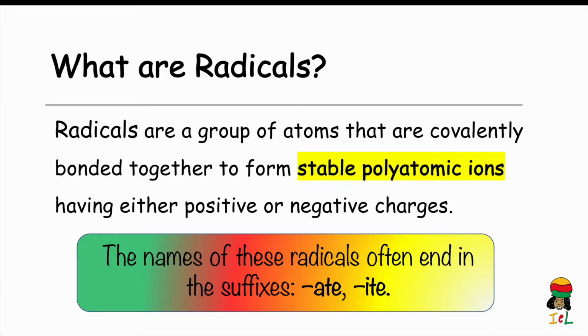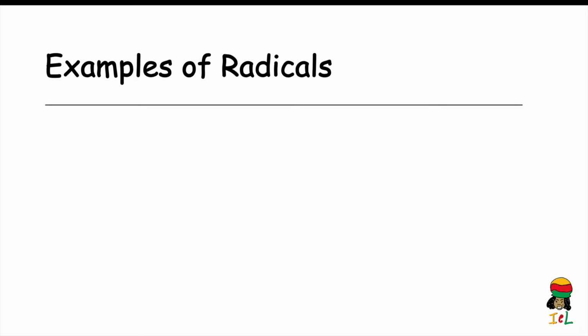In most cases, we can easily identify radicals because their names often end with ate or ite. There are a few exceptions, and we will identify those when we look at the examples of radicals. A few examples of radicals include hydroxide, which is one of those exceptions. Its chemical formula is OH, it contains oxygen and hydrogen, and the overall charge is -1. Seeing that there's only one negative charge, the stability number is 1.